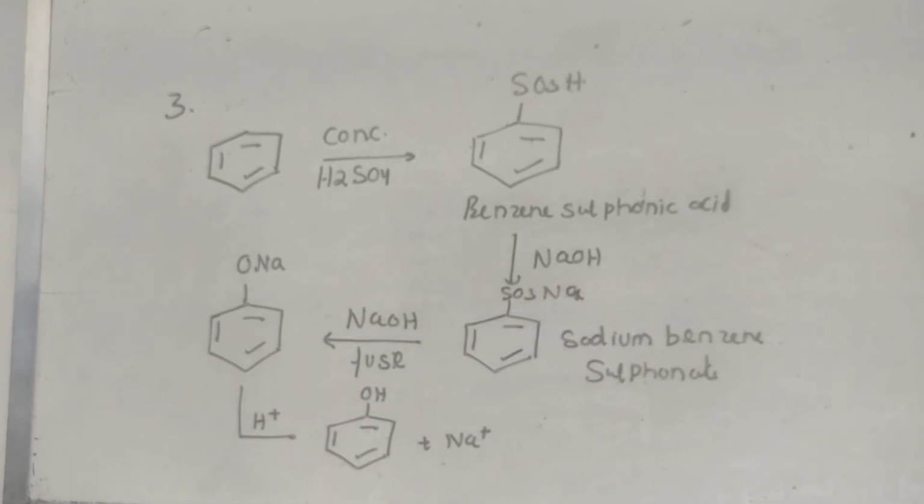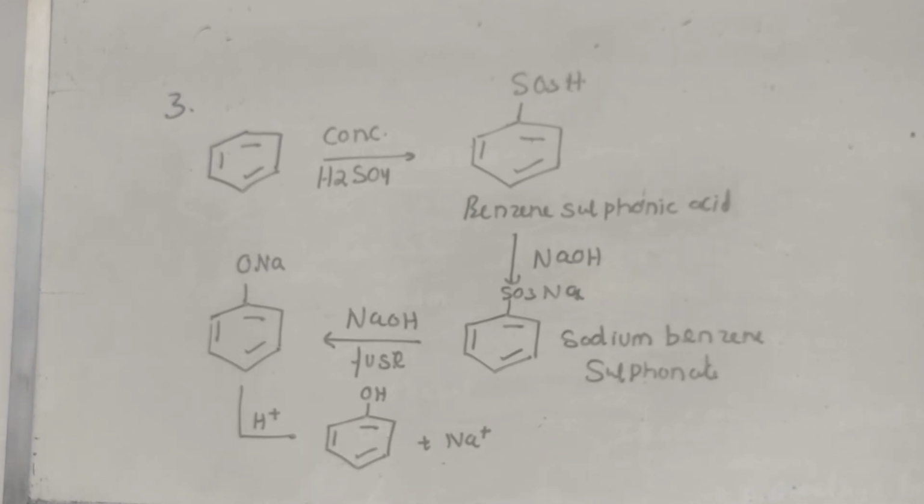It is a solid compound. It is heated with another solid, that is NaOH, very strongly. Heating two solids together is nothing but called fusion. So you fuse sodium benzene sulfonate with NaOH, you get a salt of phenol called sodium phenoxide, which on acidification will give you phenol. So these are the three methods of preparation of phenol that we discussed. Number one was from chlorobenzene, second one was from aniline, and this was the third one from benzene.